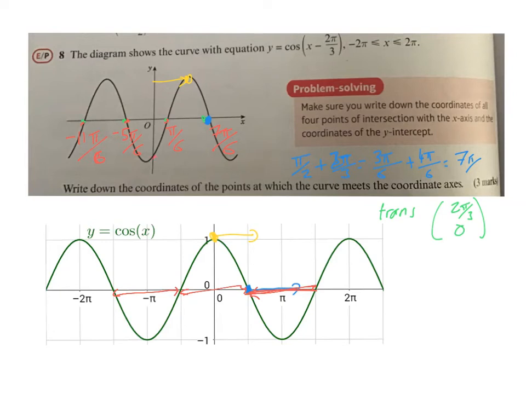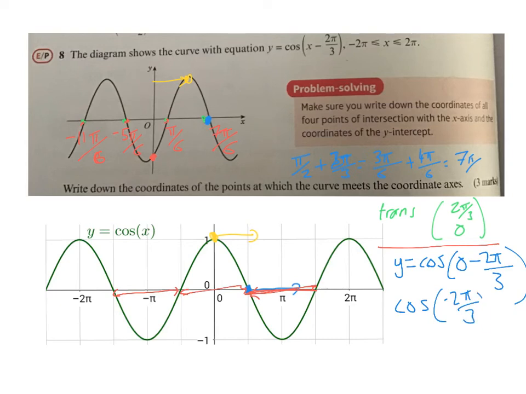So finally, you just need to get that point. Where does it meet the y-axis? Well, we need to consider the equation y equals cos of (0 minus 2 pi over 3). So that will give you your y coordinate. You can put in cos of minus 2 pi over 3.